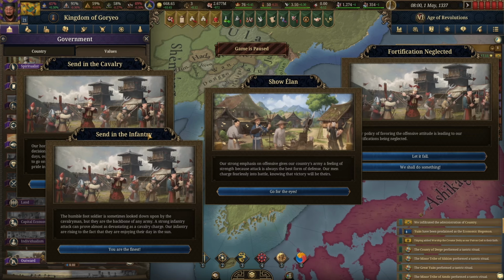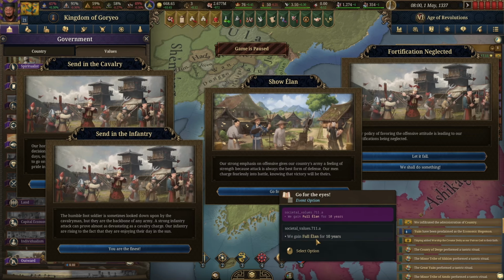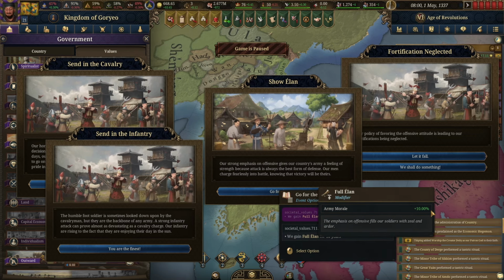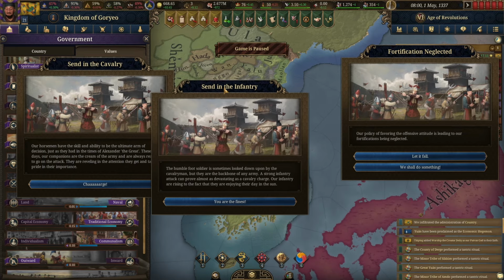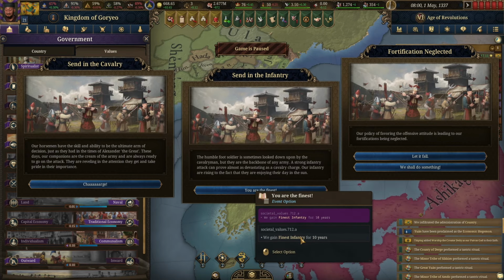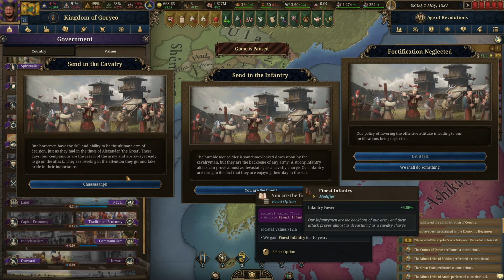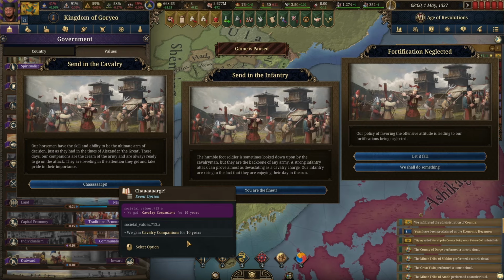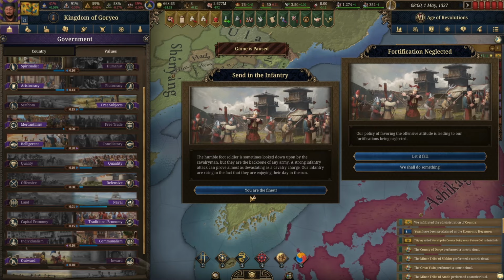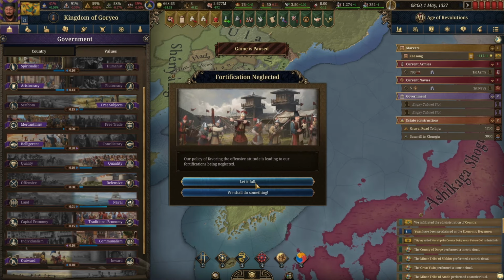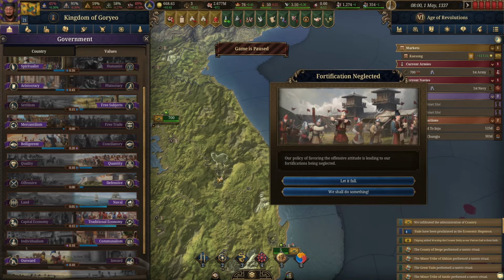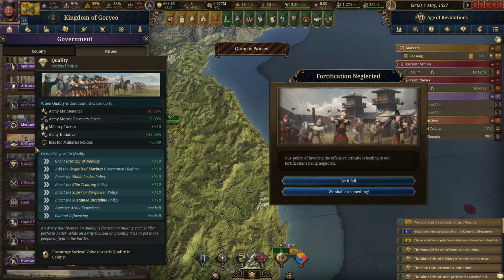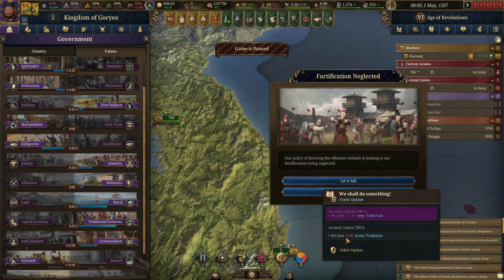Then for some good events, we have Go for the Eyes, an event you may remember from EU4, which increases your army morale by a flat 10% for 10 years, which is definitely nice. Then you have Send in the Infantry, which increases your infantry's power by 5 for 10 years, and Send in the Cavalry, which does the same for the cavalry, for 10 years. Then you have this rather negative event, Fortifications Neglected. This will give a bunch of the forts in your land minus 50 fort defense for 10 years, or you can pay 5 army tradition not to do that.